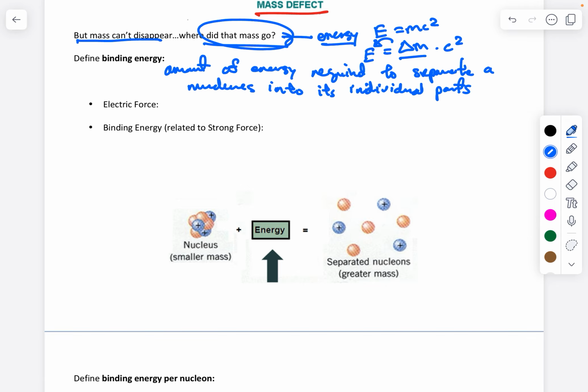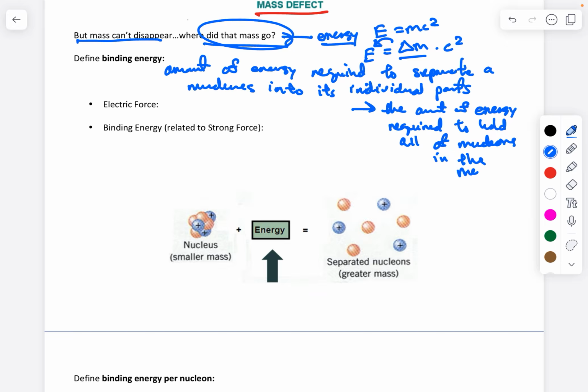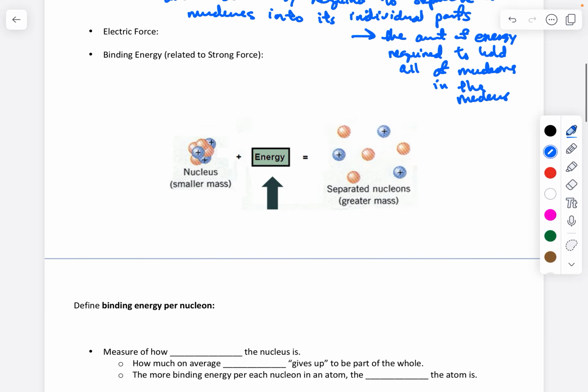So you can think of it like the amount of energy required to hold all of the nucleons in place in the nucleus. Okay, so it's the amount of energy that will keep all of this together. Right, so that's the idea.